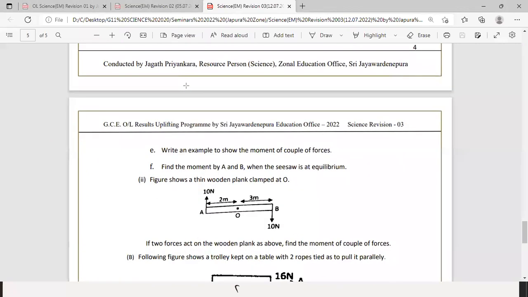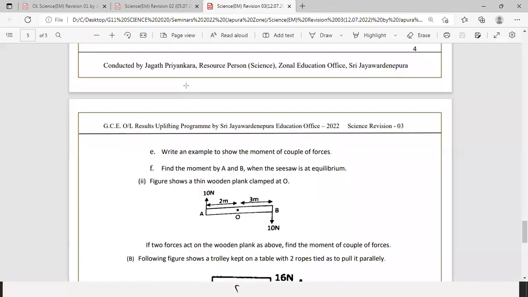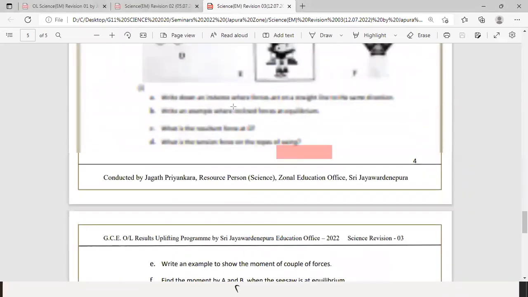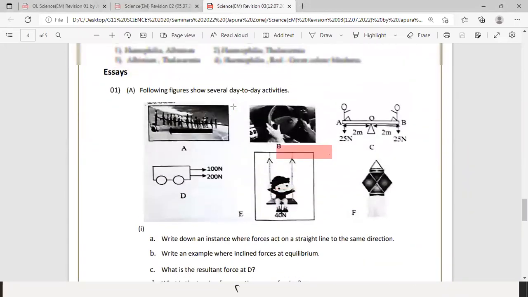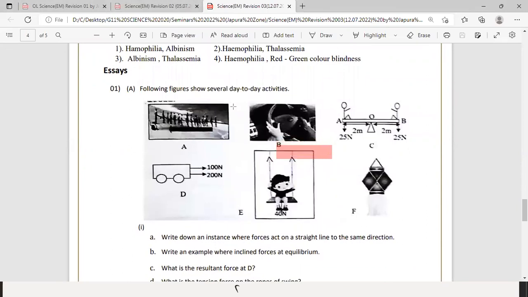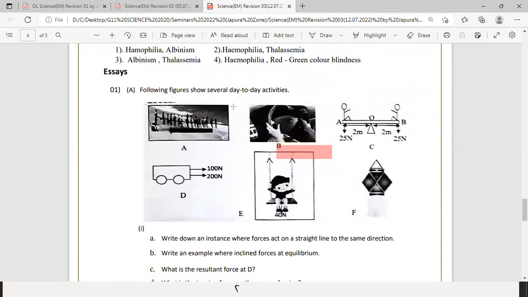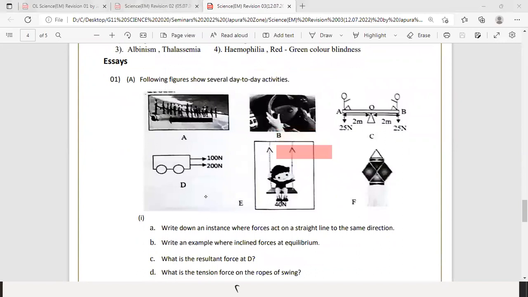Write an example to show the moment of a couple of forces. What are the instances where a couple of forces is acting? You have to get the answer from this figure, right? Which figure? The couple of forces. Couple of forces means what? Two forces, opposite and equal. Yes, very good, correct.